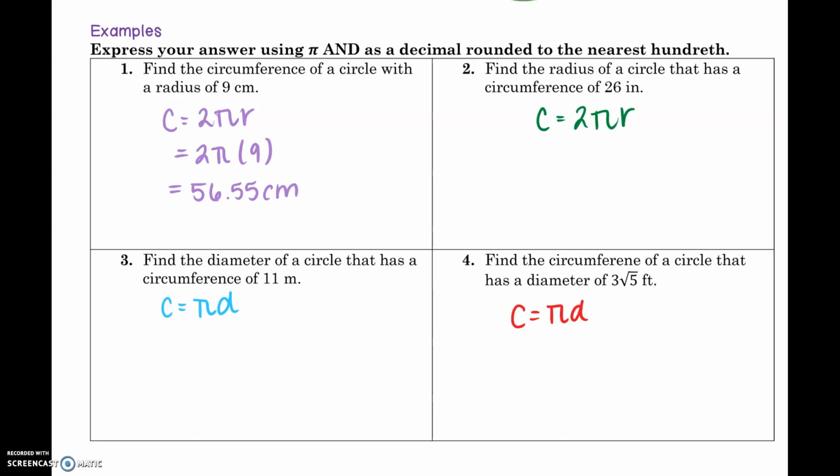Next, we want to find the radius of a circle that has a circumference of 26. So this time we're given the circumference. We're going to plug that in first. And we're going to solve for r by dividing by 2 pi on both sides. So r is equal to 4.14 inches.